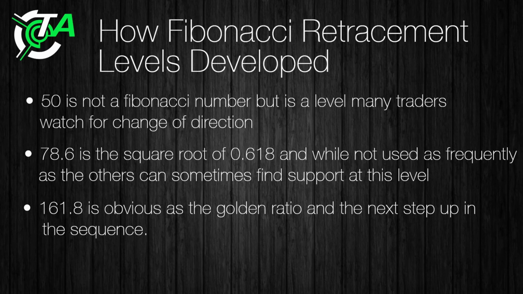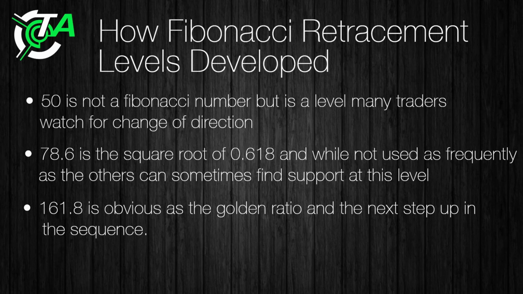Now, the 78.6, that's derived. It's the square root of 0.618. It's not used as frequently as the others, but you can sometimes find support at this level. And then you've got your 161.8, and that's obviously the golden ratio. That's if the stock does pull back beyond 100% and starts to break down through that bottom support. Sometimes you can find that next level of support being the 161.8.